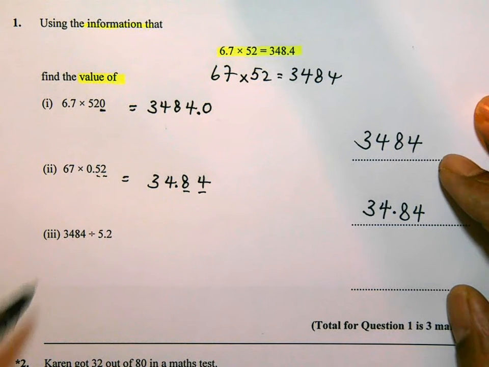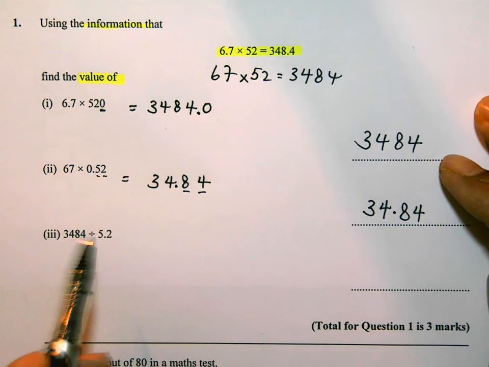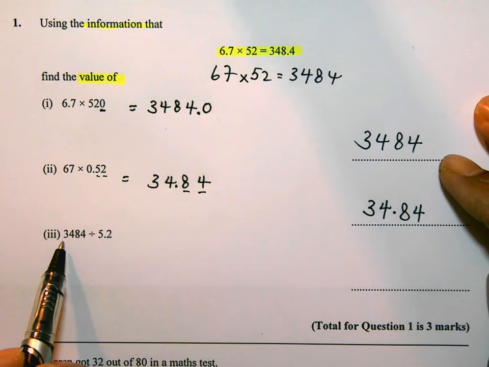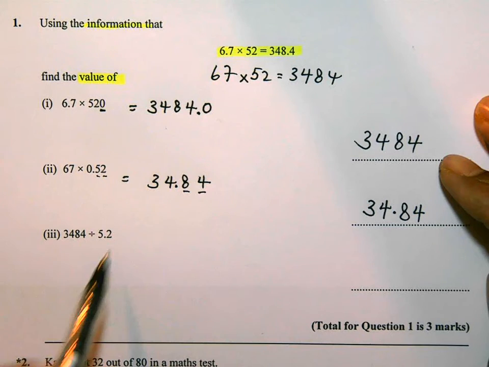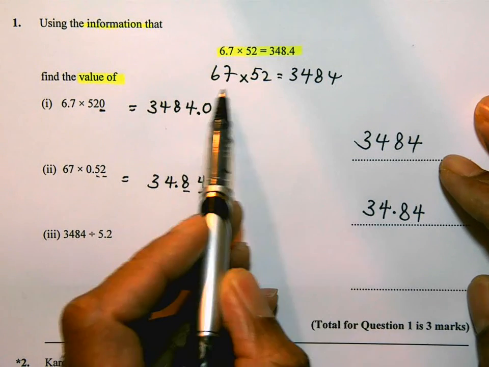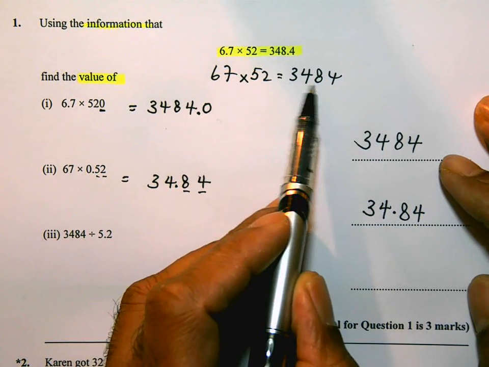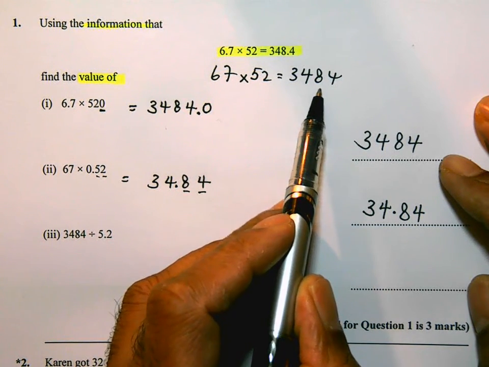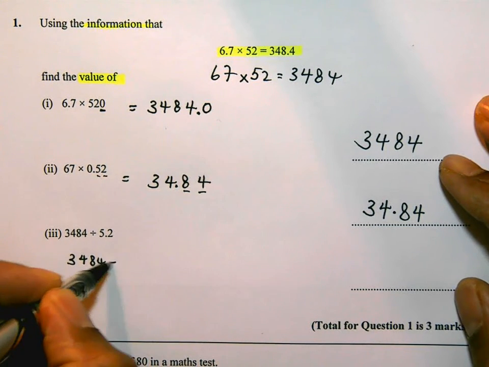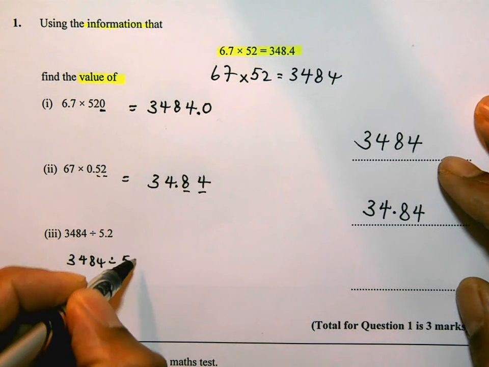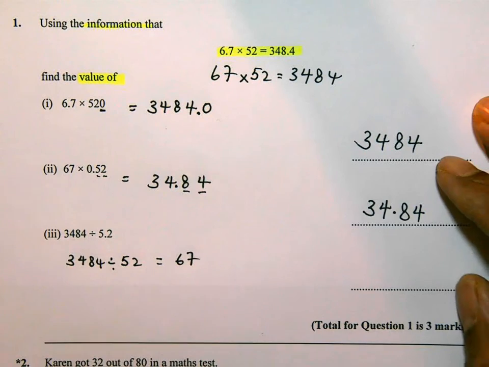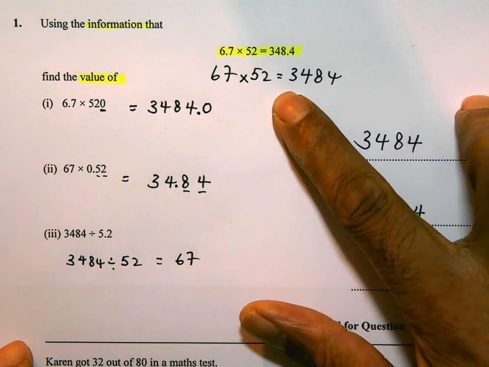Okay, the final part. This part is maybe a bit more challenging. I've got the digits 3,484 divided by 5.2. If I think about the problem that I had up here, 67 times 52 is 3,484. What that means is 3,484 divided by 52 is going to give me 67. That's another way of just rewriting the initial problem up here.